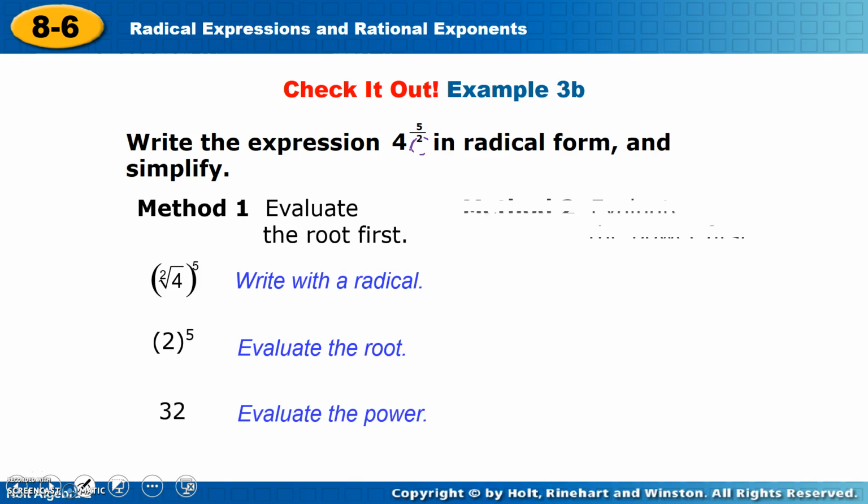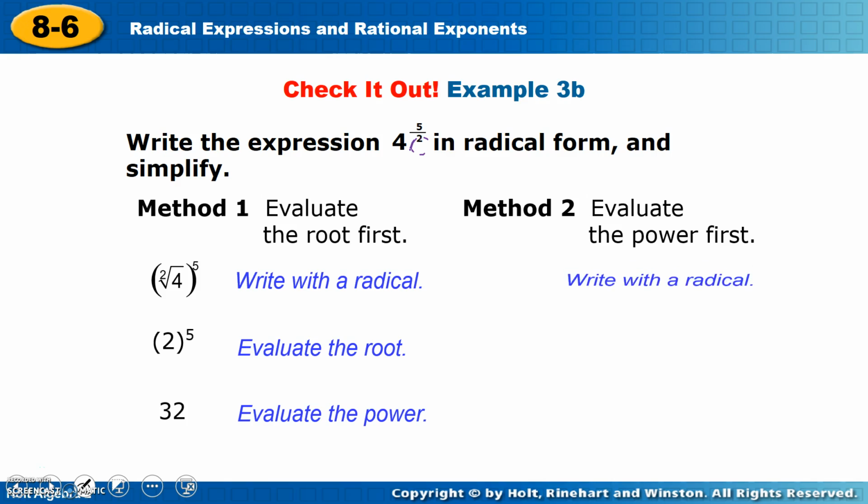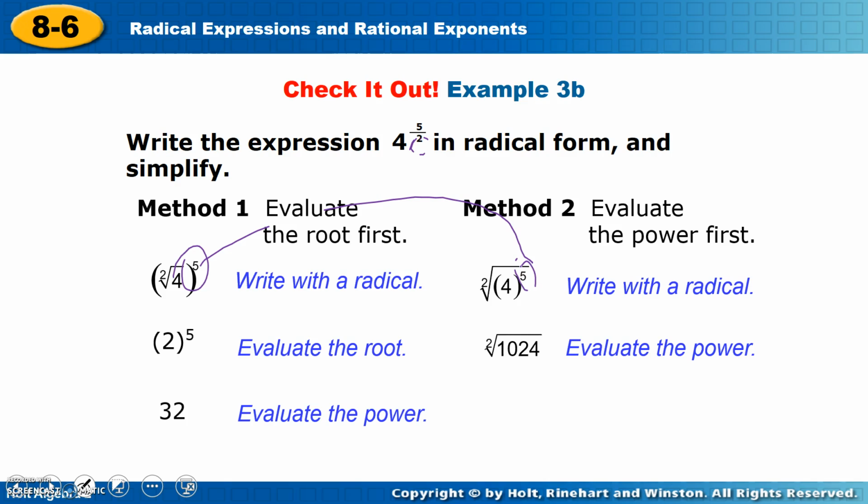Looking at your second method, to evaluate the power first, so we would bring that power to the inside. So we would raise 4 to the 5th power first, which would be 1,024, and then we would take the square root of 1,024, and we have obviously our 32 back. All right.